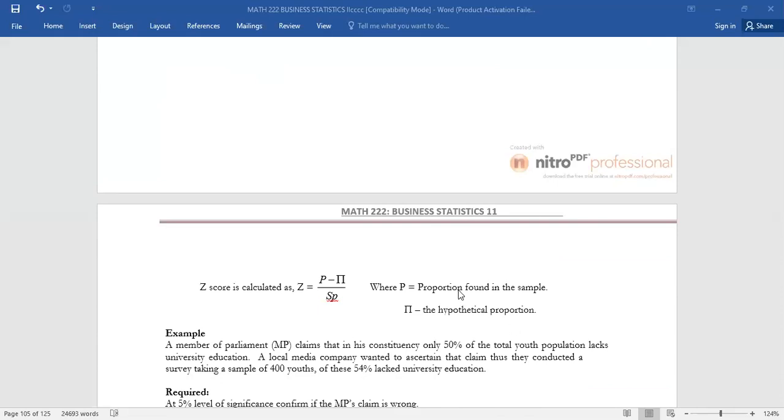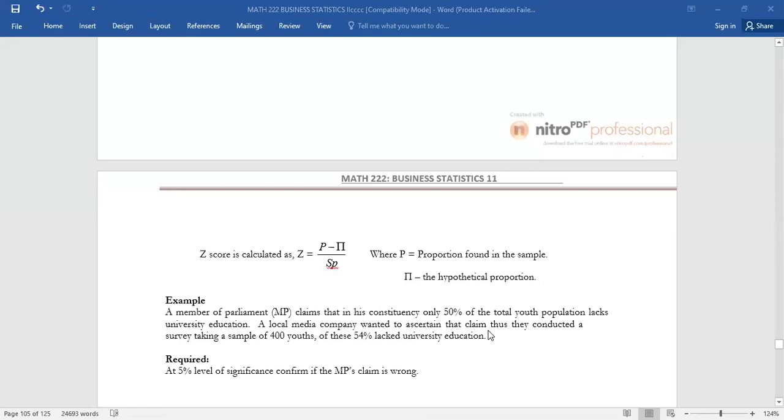And I want to show you an example. We've been told that a member of parliament claims that in his constituency, only 50% of the total youth population lacks university education. So a local media company wanted to ascertain that claim. Thus, they conducted a survey, taking a sample of 400 youths. Of these, 54 lacked a university education. And they want to test at 5% level of significance whether the MP's claim is correct or wrong.